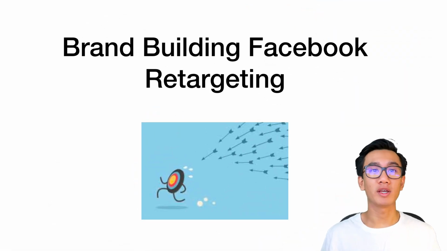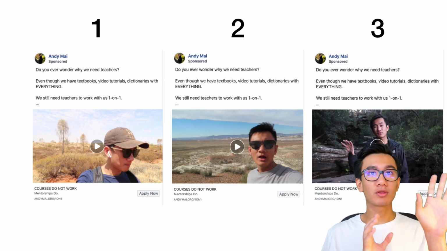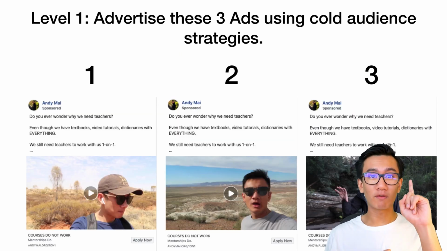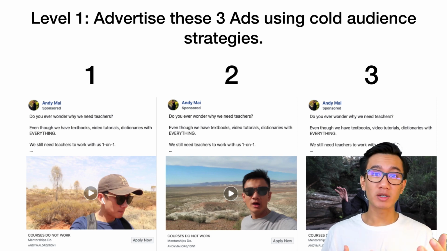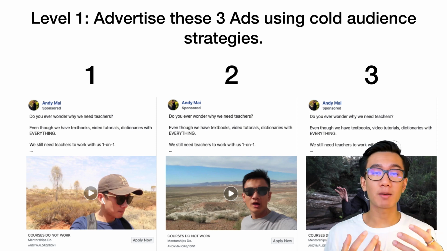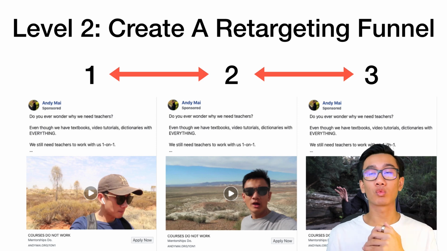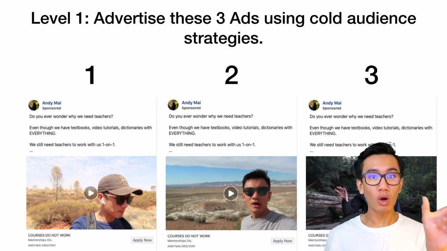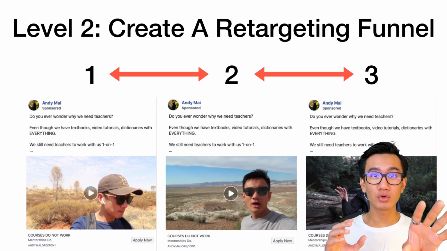Brand building, Facebook retargeting. So here's a hardcore example that I use for my personal brand. Here are 3 of my ads, 3 different videos, all the same creatives. Now, what would happen on level 1 is I'll advertise these 3 creatives using cold audience strategies. There are a bunch of cold audience strategies on my YouTube channel, whether it's PPE, conversion. I just sort of send my ads out to cold traffic. And then level 2 is I'll go ahead and create a retargeting funnel with the other ads. So if someone watched ad number 1, they'll then be put into level 2 where they'll be forced to watch ad 2 and 3.